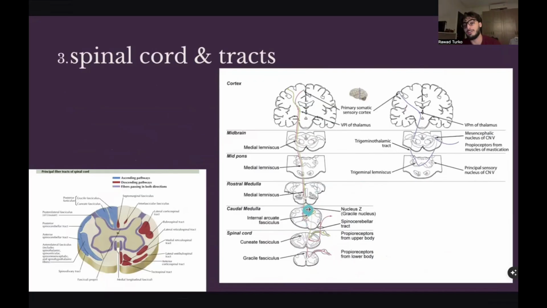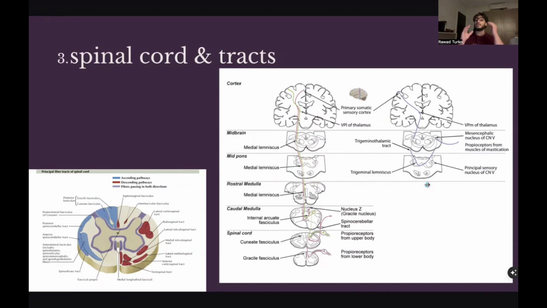Then they cross over as the internal arcuate fibers. And then they ascend through the pons, the midbrain, and the internal capsule until they reach the ventral posterior lateral nucleus of the thalamus, where they synapse again. Then those third order neurons carry that information to the primary somatosensory cortex. And this is where these ascending pathways are right here: the cuneate fasciculus and the gracile fasciculus.